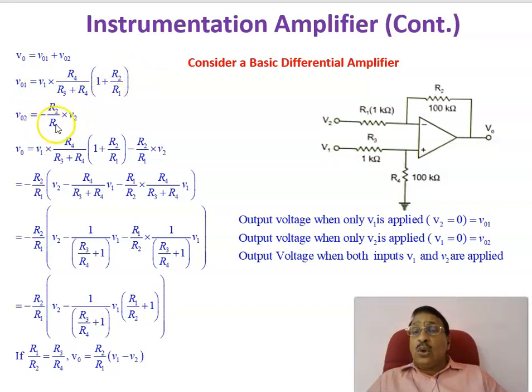And what is V02 here? V02 means when V2 is present, V1 is grounded. When V1 is grounded, of course, this is also at ground potential. Then when V2 is present, the output voltage is just like an inverting amplifier, and V02 equals minus R2 by R1 into V2. This is V01 when V1 alone is present, and this is V02 when V2 alone is present. This one is working as a non-inverting amplifier, and in this case it is working as an inverting amplifier.